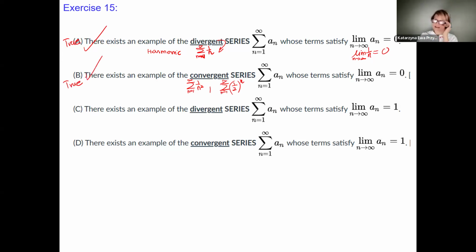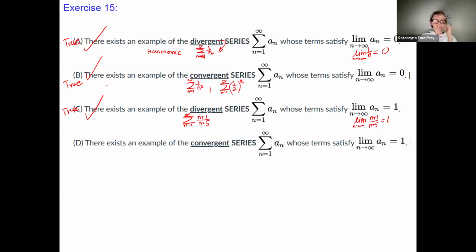Okay. What about this one? Divergent, whose limit of the terms of the sequence is 1. Yes, it will also be true. Can you give me an example? Probably the ratio of two polynomials. We just did something, yes, n plus 1 over n plus 5 maybe. The limit is 1, and it is divergent by the test for divergence. Limit of that is 1, and it is divergent, of course.